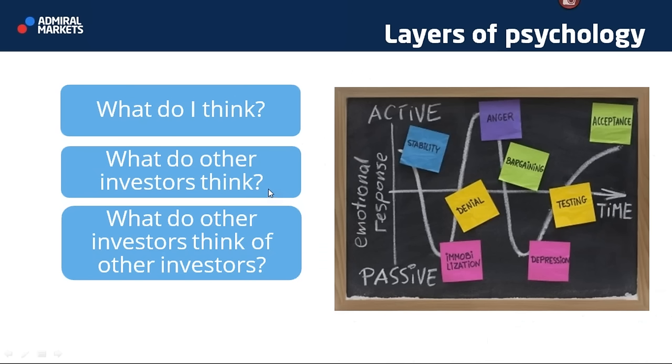All right. So as we were saying, there are layers of psychology. It's not only what the numbers are saying, what the stats are saying about the various economies and fiscal and monetary policies. It's not only what I think or you think about these trends, but what other investors obviously think about that, right?